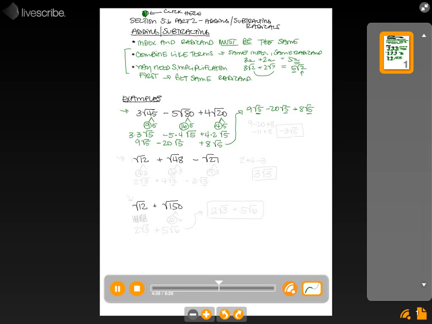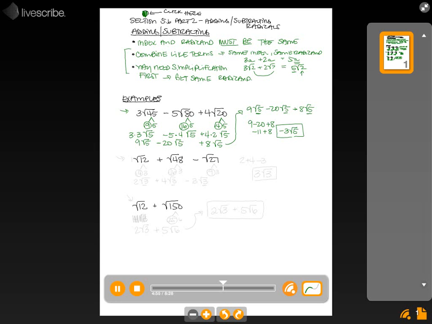So all I'm going to think about is the numbers out in front. So 9 minus 20 plus 8. Well, 9 minus 20 is negative 11, plus 8 is going to be negative 3. And then I put square root of 5 on the end. And there's the answer to the problem.